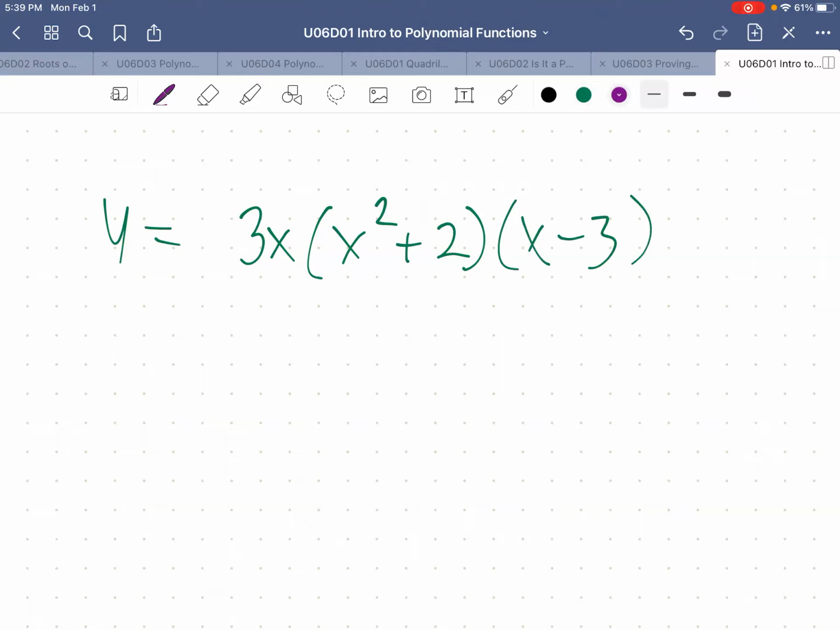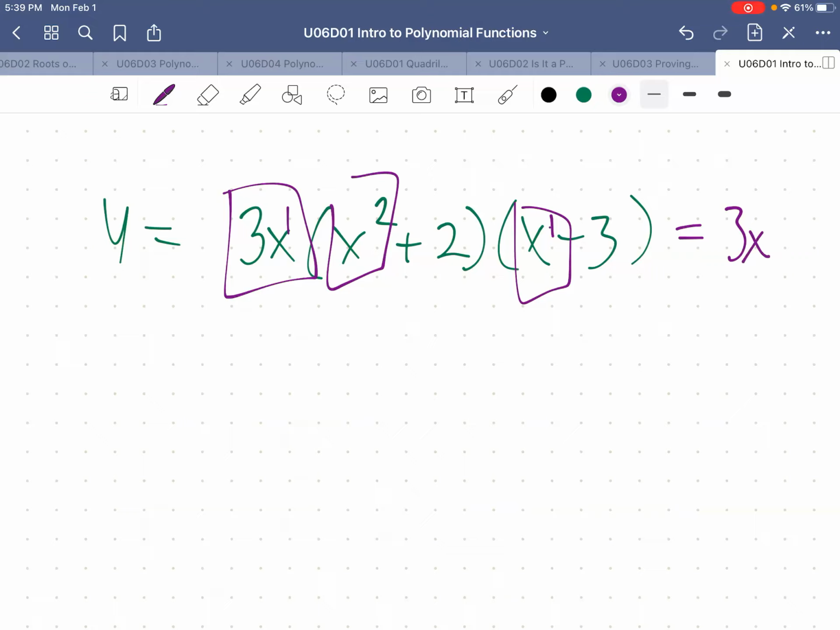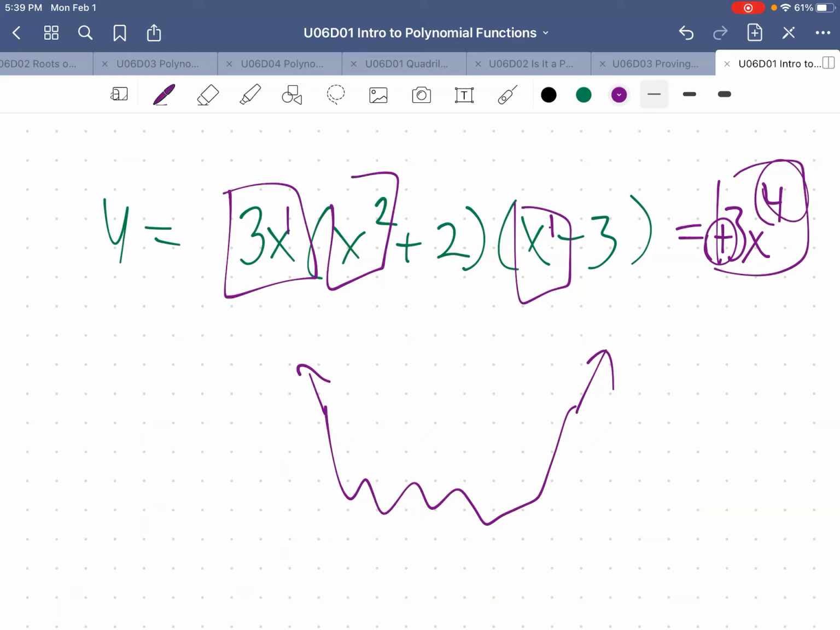If we just focus on all of the terms with the largest exponent in each individual factor, we have x to the first, an x to the second, and then x to the first. If we were to multiply these terms out, we will get a leading term of 3x to the 4th power, which would give us an idea of what the graph looks like. Again, in this case, this is a positive leading coefficient with an even exponent. So that means it will go up on both ends, and what happens in the middle kind of varies.